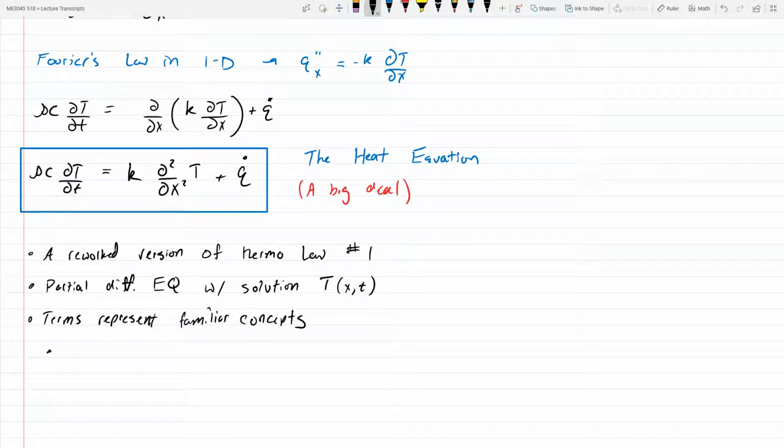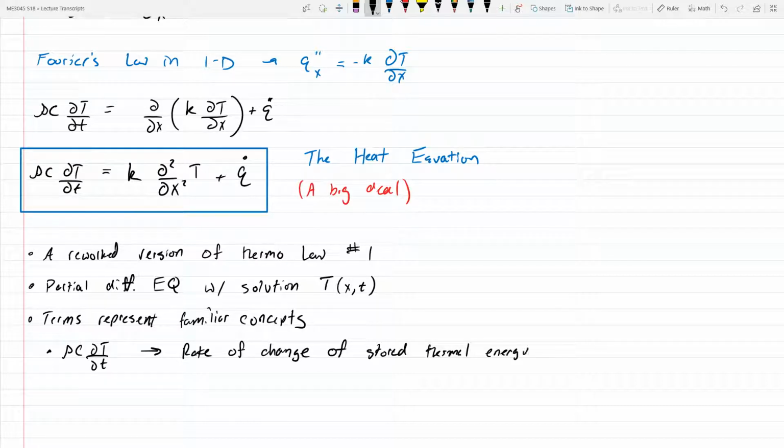Which are this rho c partial T partial t. What sort of physical effect does this represent in terms of our first law? Remember, this is the rate of change of stored thermal energy, so it's related to that E stored.